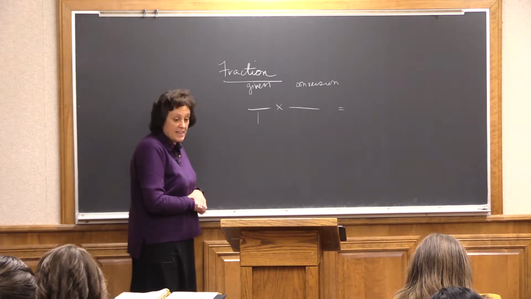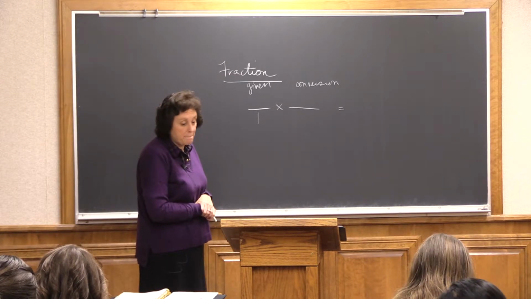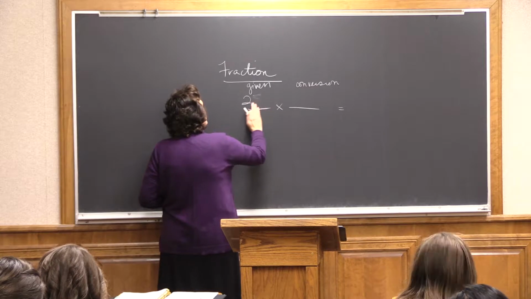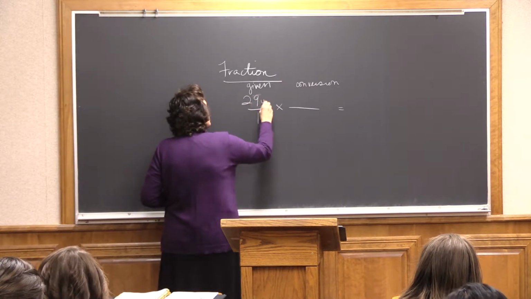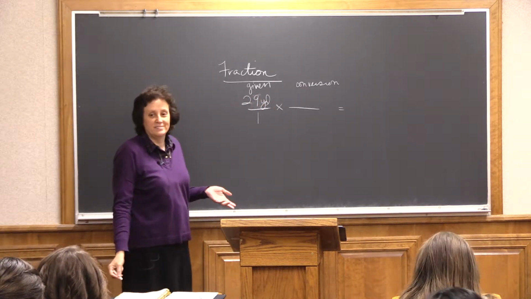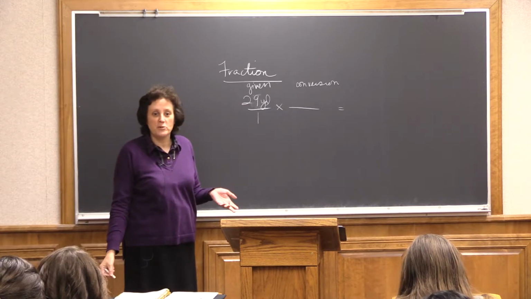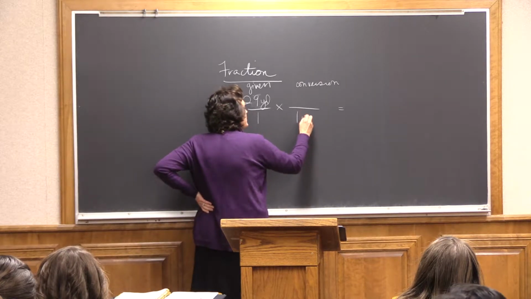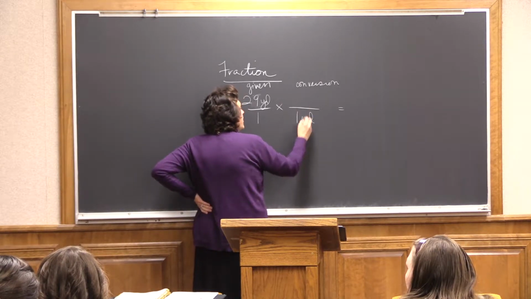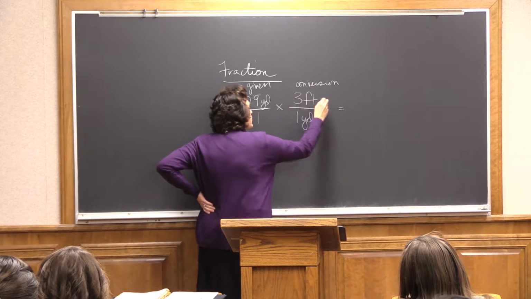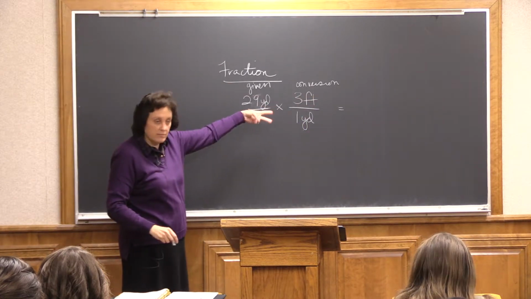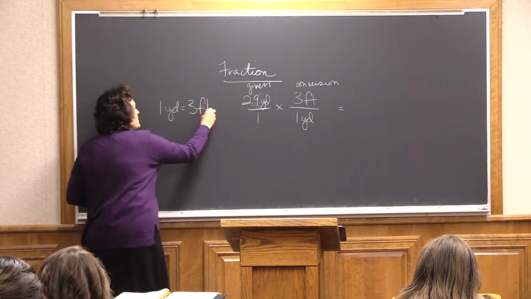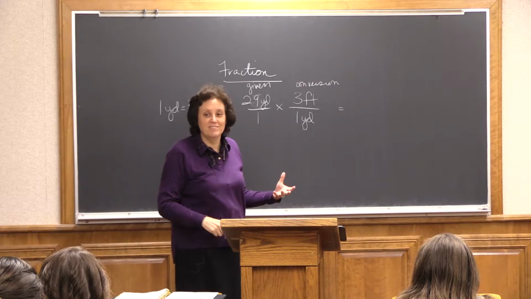All right, so let's say that I am converting 29 yards to feet. Obviously, I'm going to multiply, but I'm going to do it in fraction form, so I'm going to use the conversion fact. 1 yard equals 3 feet, and I'm going to write it in that order. Here's the conversion fact. This is how you convert measurements that you don't really know who's who and what's what.